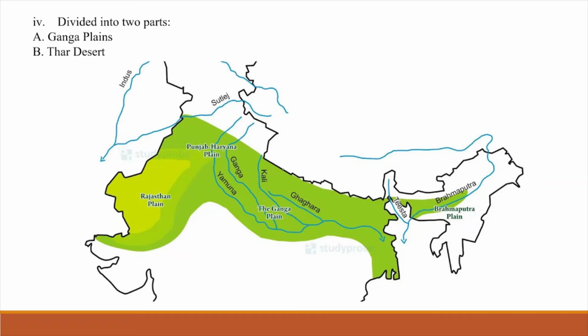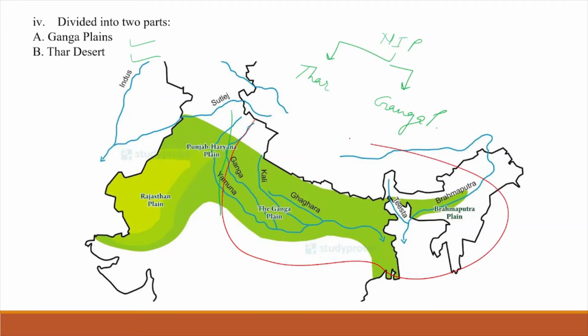Now, the North Indian plains are divided into two major parts. One is the Ganga plain and one is the Thar desert. So, you will have your North Indian plains. Then they are divided into two parts. One will be your Thar desert and the other one will be your Ganga plain. So, if you see, mostly your Ganga plain starts from here all the way up to this. This will be your Ganga plain, and this region will be known as your Thar desert.